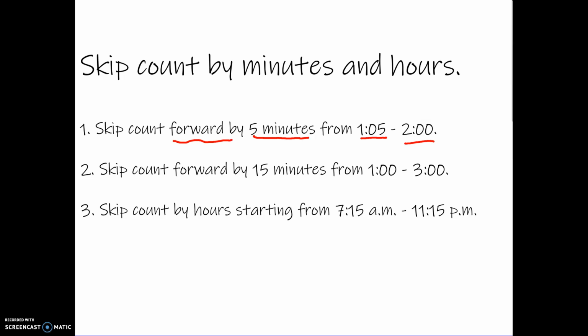1:05, 1:10, 1:15, 1:20, 1:25, 1:30, 1:35, 1:40, 1:45, 1:50, 1:55, 2 o'clock. Nice work. All right, now we're going to continue to skip count forward, but this time we're going to go by 15 minutes, and we'll start at 1 and end at 3. Count with me. 1 o'clock, 1:15, 1:30, 1:45, 2 o'clock, 2:15, 2:30, 2:45, 3 o'clock.